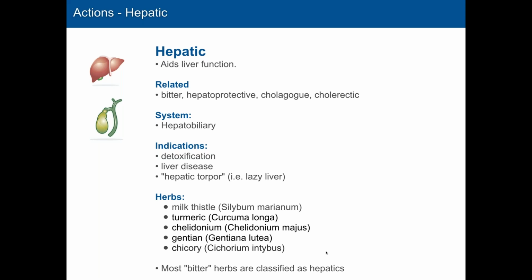Now, another herbal action associated with bitters is hepatics. Hepa means liver. Hepatitis means inflammation of the liver. A hepatic herb means basically a herb that's used to promote the actions of the liver. So kind of like a stomachic works on the stomach, a hepatic works on the liver.